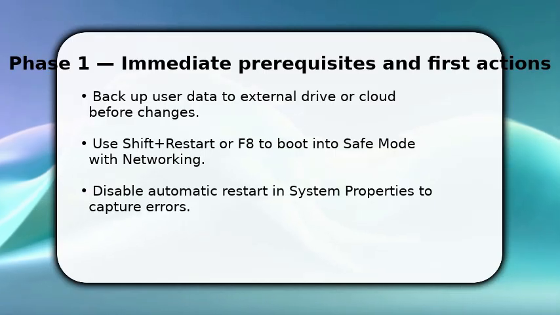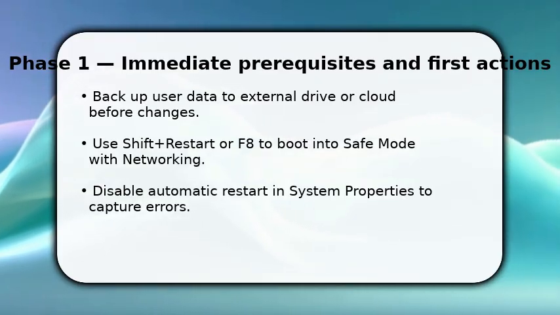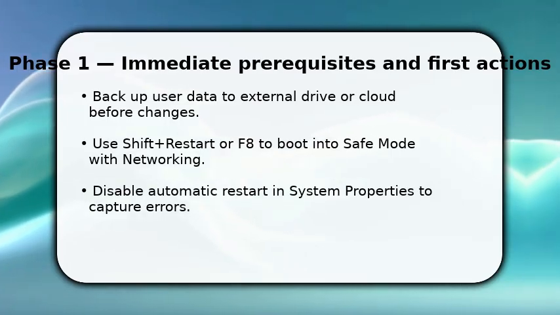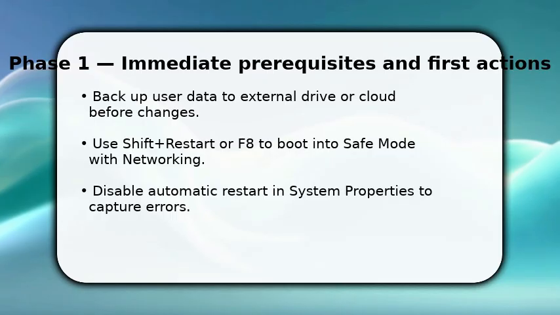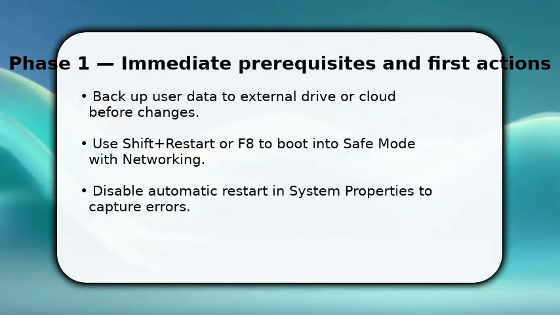You start by protecting your files, so copy important folders to an external drive or cloud. Once done, reboot into safe mode with networking using Shift plus Restart or F8. You do this because safe mode loads minimal drivers and stops the update loop process. Make sure to disable automatic restart in System Properties so you can read error codes.